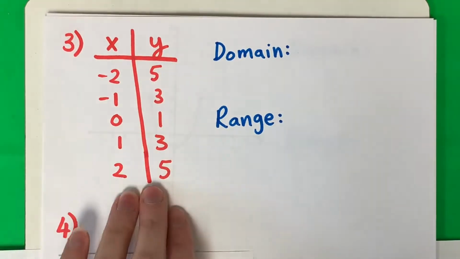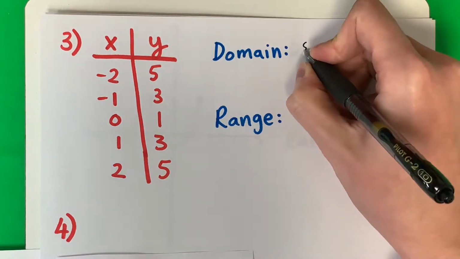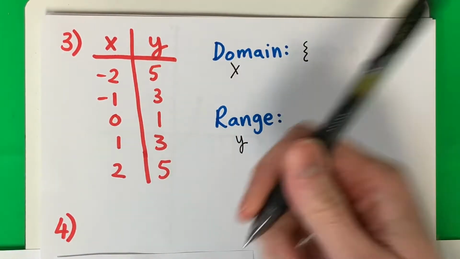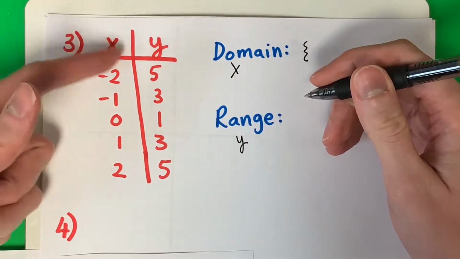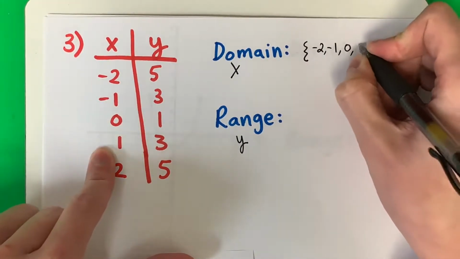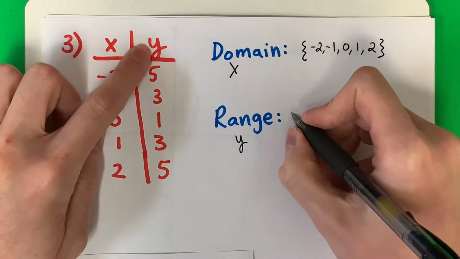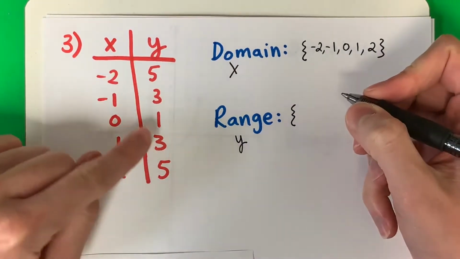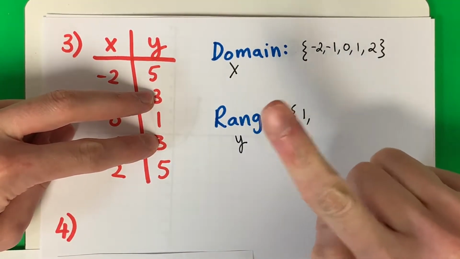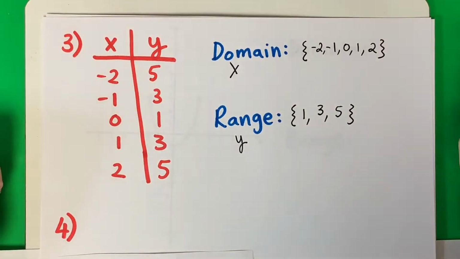Example 3, I have a table and I need to find the domain and range. So I am going to start with my braces. Remember, domain is x, range is y. I'm going to put my brace and my list of x's in order from small to big. So -2, -1, 0, 1, 2. Those are already in order. Now for the range, y. Put my braces. My smallest number is 1. After that I have 3. I have 2, but I'll put it one time. So 3, comma, and then 5. Remember, in order from small to big.